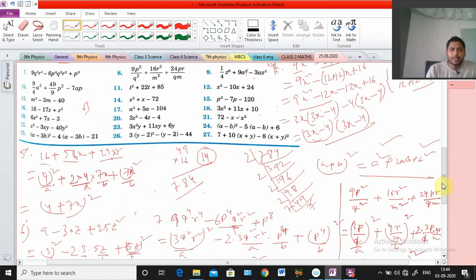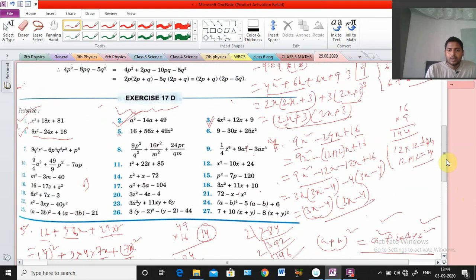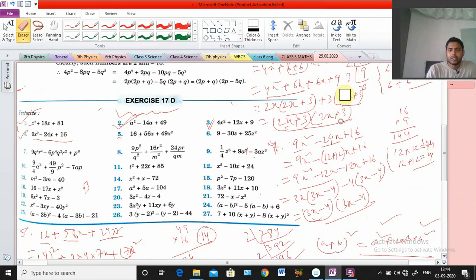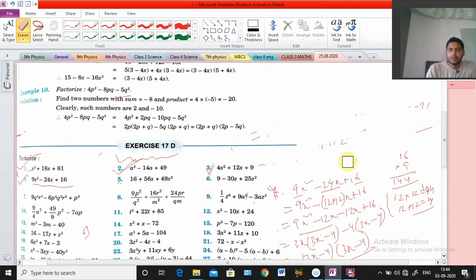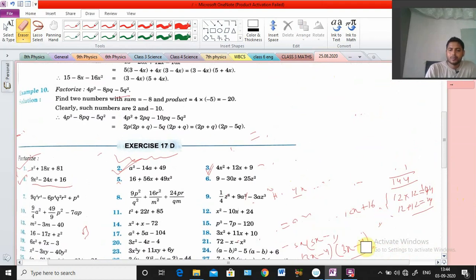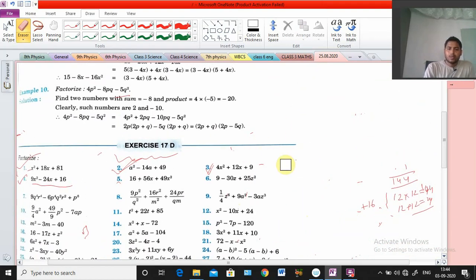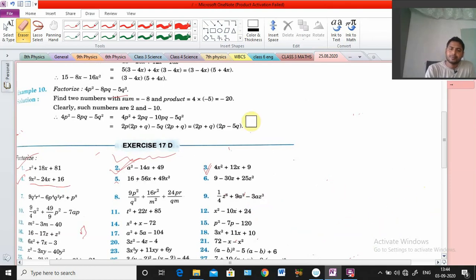8 is finished. Now 9. I am just erasing because of a space problem. At first write the question, everyone, and try it. See, question number 9: 1 by 4 z to the power 6 plus 9a square minus 3a z cube. Clear? This is the question.